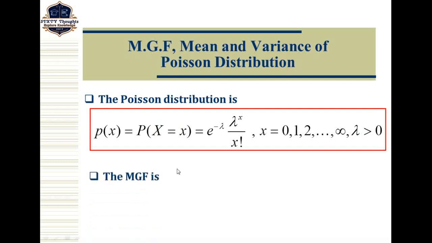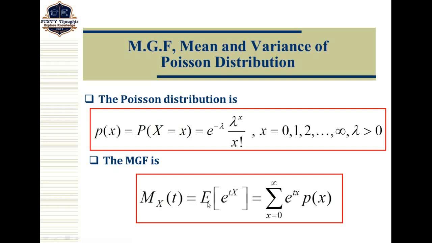Next we recollect the moment generating function of a Poisson random variable capital X. It is M_X of t equal to the expected value of e power t X, that is equal to the summation over x equal to 0 to infinity of e power tx into p of x. Wherever capital X is there, we place capital X equal to small x. We consider x equal to 0 to infinity because that is given by the probability mass function. Poisson distribution is generally a discrete distribution.